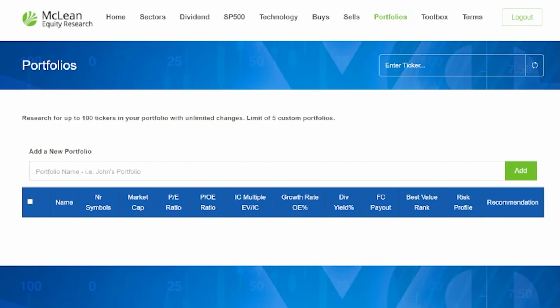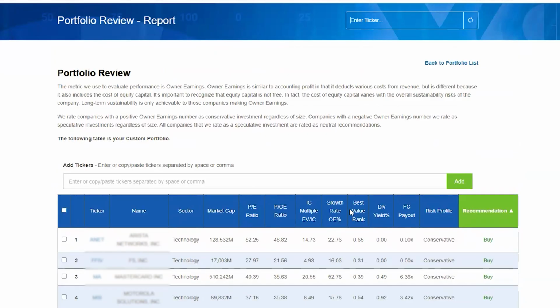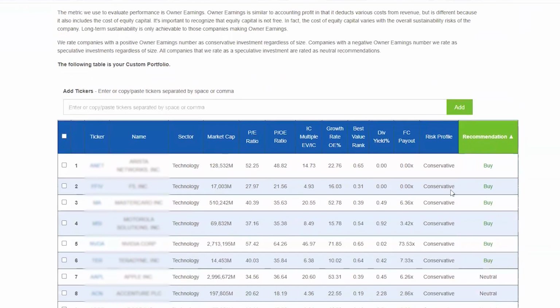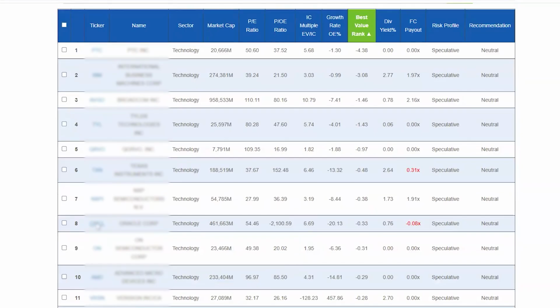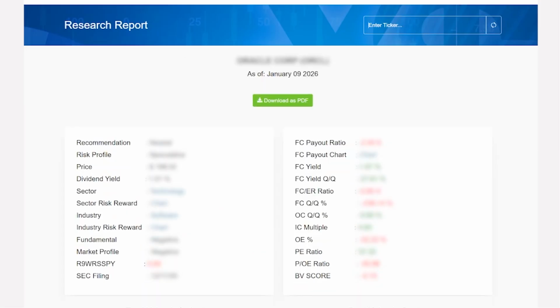The goal at this stage isn't deep analysis of a single stock. It's narrowing the field and understanding how companies stack up within the same framework. Once you've identified something worth a closer look, you can drill down further. So let's now move into an individual stock to see how the information is organized.